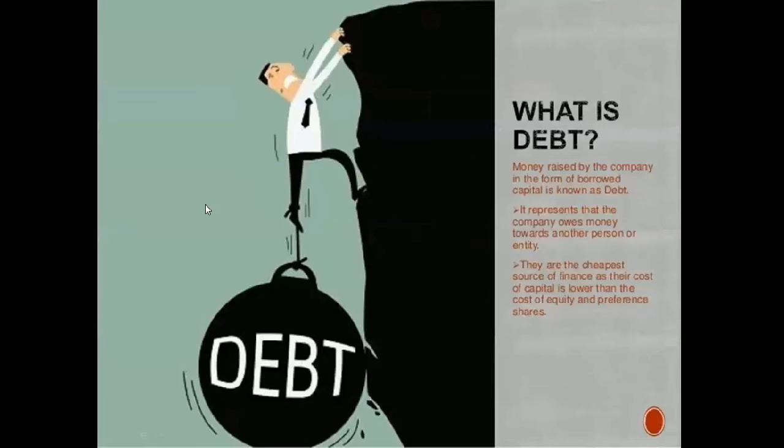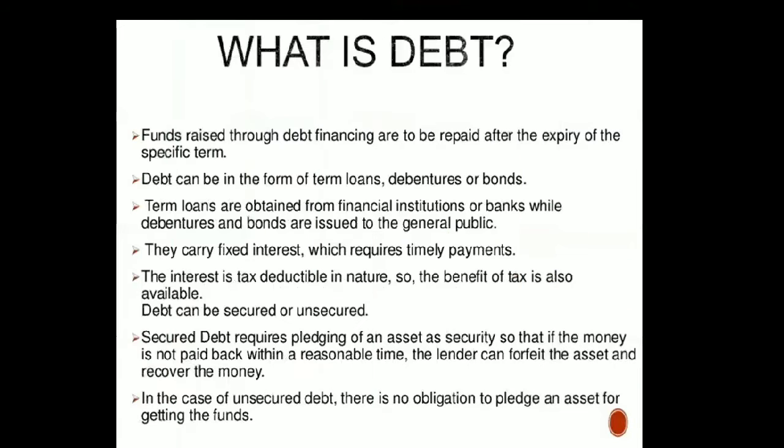What is debt? Money raised by the company in the form of borrowed capital is known as debt. It represents that the company owes money towards another person or entity. They are the cheapest source of finance as their cost of capital is lower than the cost of equity and preference shares. Funds raised through debt financing are to be repaid after the expiry of specific term.